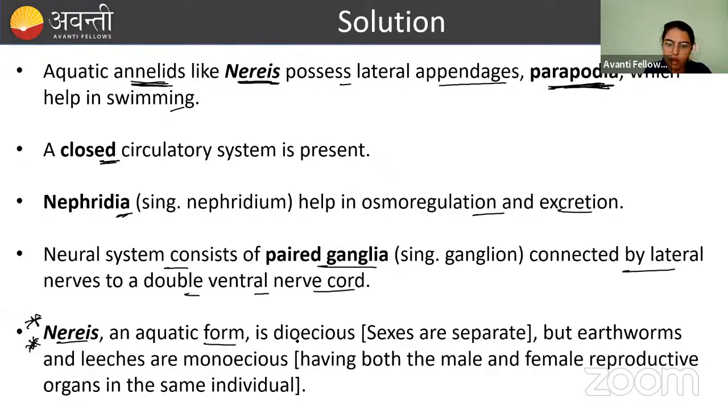This is important, many times questions have come from here. Nereis is an aquatic form and is dioecious. What does that mean, beta? Sexes are separate, female is separate, male is separate. But in earthworms and leeches they are monoecious. That means both sex organs are present in the same individual. So earthworm has both female and male sex organs, similarly leech, but Nereis is the one which is dioecious.